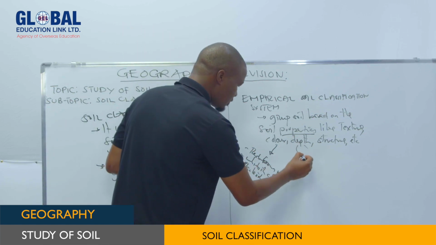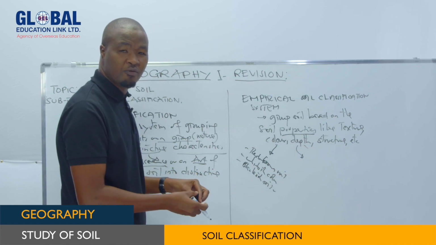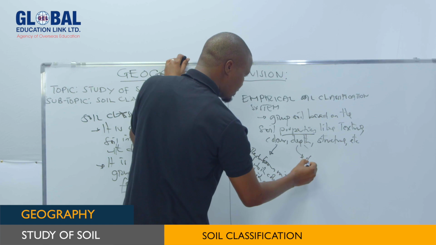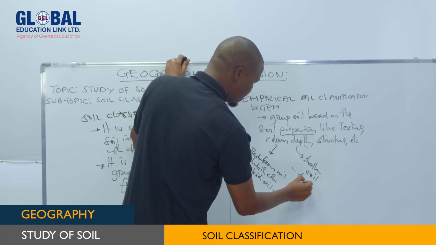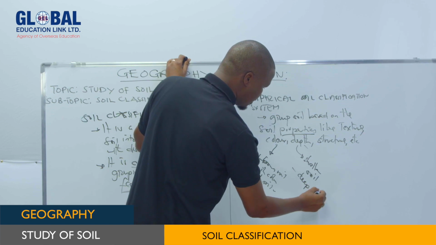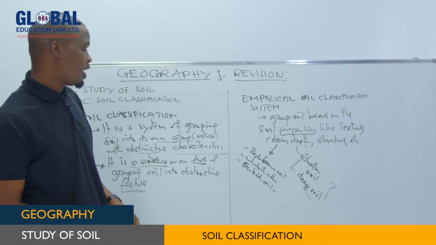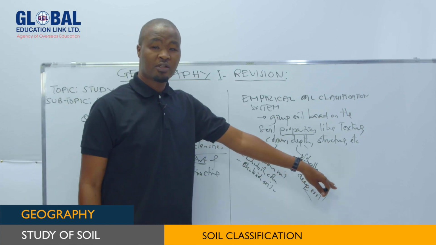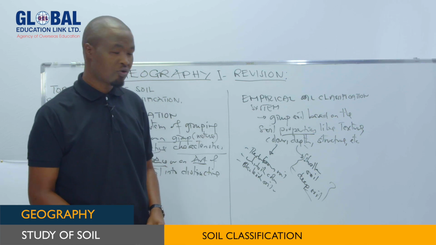Then let's see another property, which is depth. They were also trying to classify soil in terms of depth, either shallow soil or deep soil. We know shallow soils are those found in steep slopes, while deep soils are those found in gentle slopes.